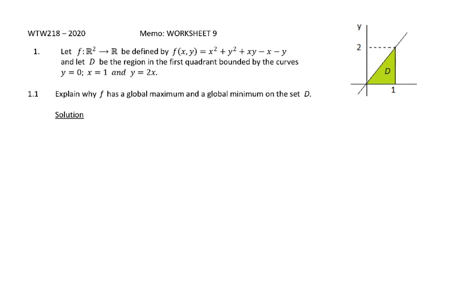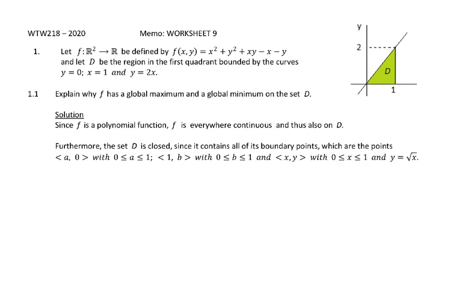If you can recall, that theorem told us that a continuous function defined on a bounded and closed region will attain a global maximum and a global minimum on the set D. So we have to check the conditions of theorem 111. The first thing that we have to do is to determine whether f is continuous. Well, f is given as a polynomial function and therefore f is everywhere continuous, hence also on the region D.